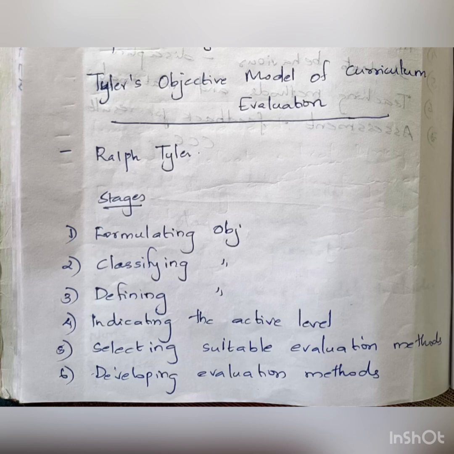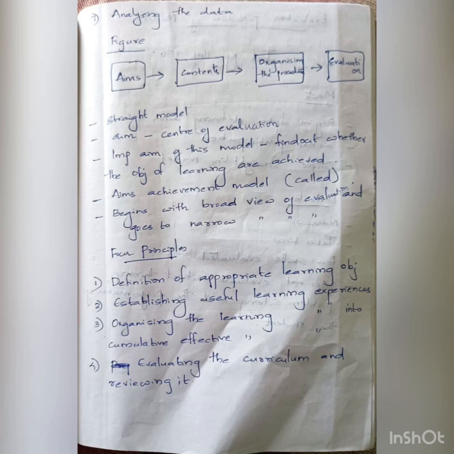It was introduced by Ralph Tyler, and there are different stages. The stages are formulating objectives, classifying objectives, defining objectives, indicating the activity level, selecting a suitable evaluation method, developing the evaluation method, then analyzing the data. These are the 7 stages of Ralph Tyler's model. Then the figure says aims, contents, organizing the procedure, then comes the evaluation. Okay, so it is a straight model. You should write in a paragraph that it is a straight model.